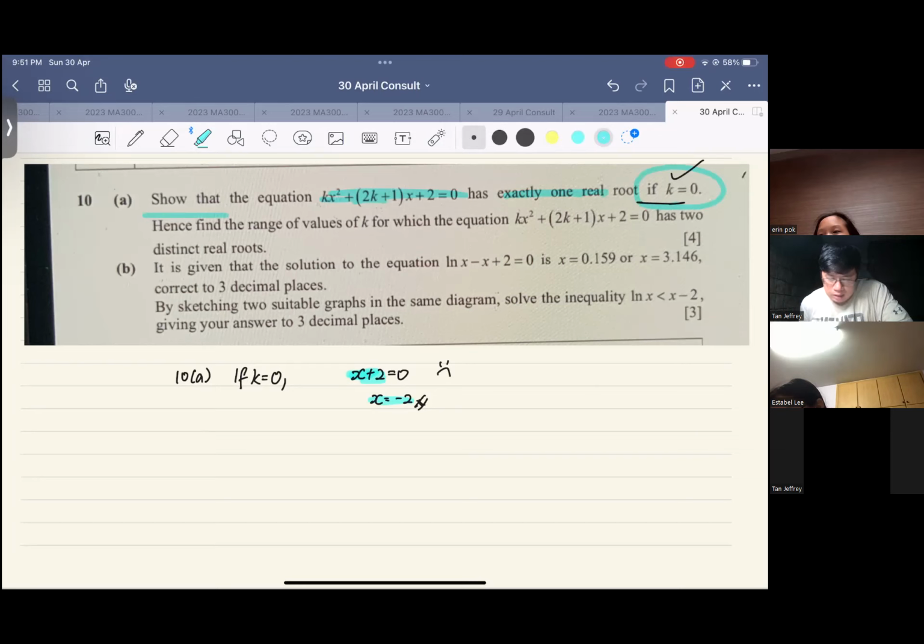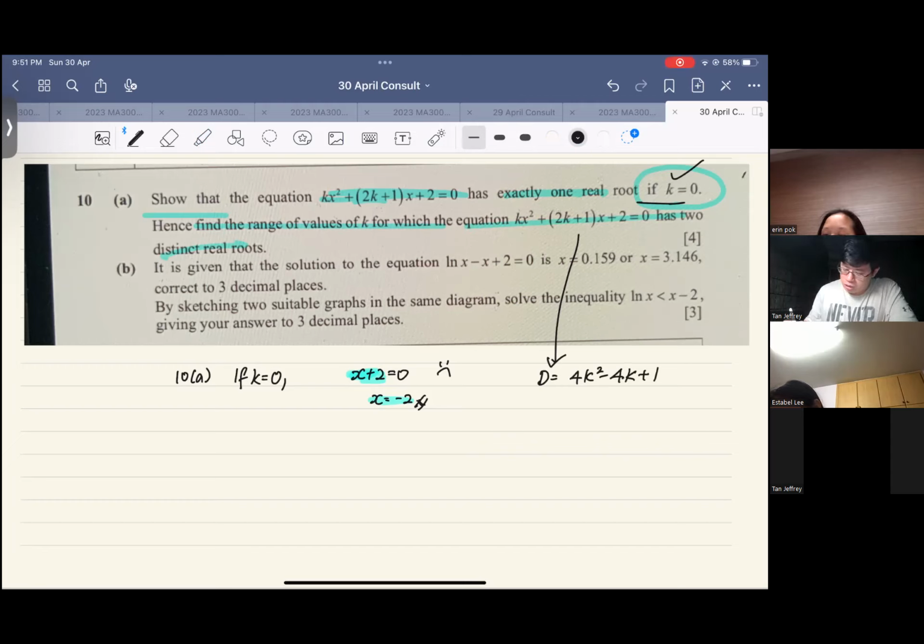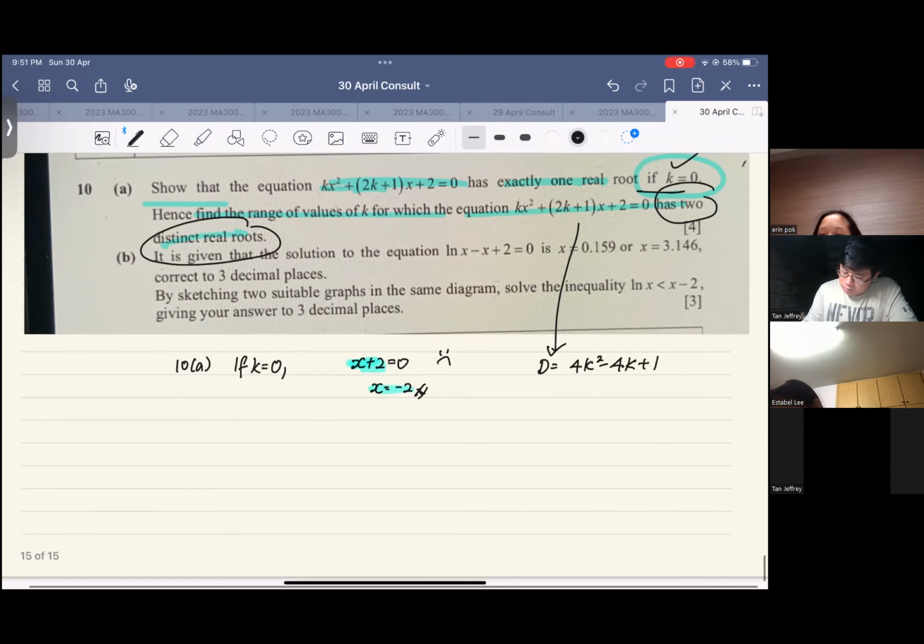And now, hence, find the range of values for which the equation has two distinct real roots. What this means is you need to compute your discriminant. You should get something like 4k squared minus 4k plus 1. Do you manage to get it? If I want two distinct real roots, what does that mean? The discriminant is more than 0. Correct. So I need this to be more than 0.